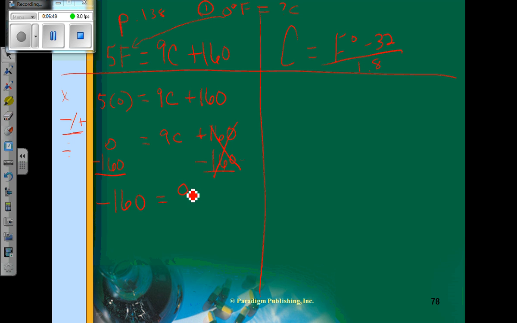Negative 160 equals 9C, and then next you're going to divide, so you take 9 and divide it into each side. This cancels out, and then you have Celsius equals negative 17.77.